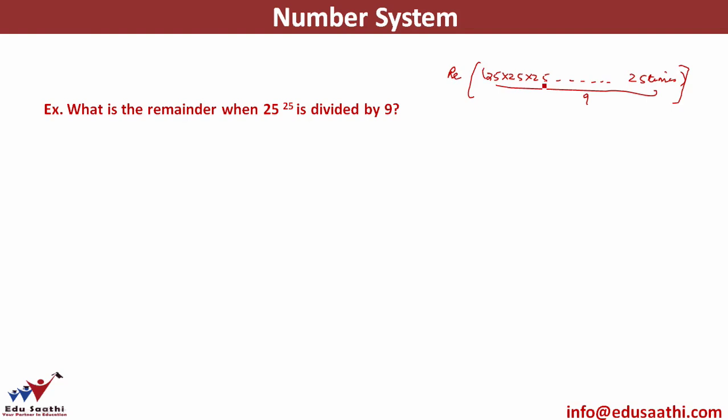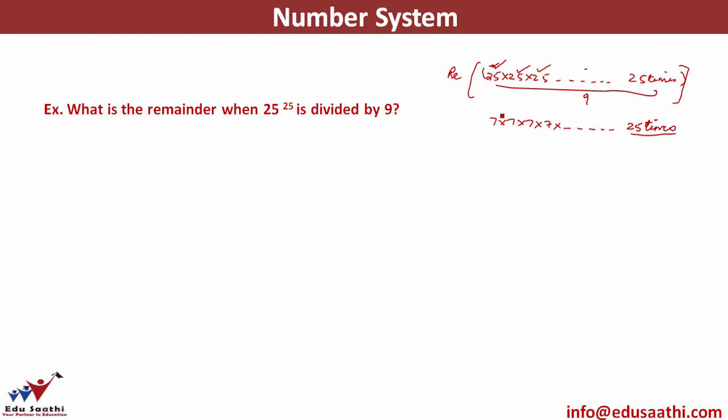So applying the multiplicative property, I'll find out the individual remainders and I'll multiply the individual remainders instead of finding out the number and multiplying the number. 25 when divided by 9 gives a remainder of 7. So all of these 25s could be written as 7 into 7 into 7 into 7. How many times? Again 25 times.